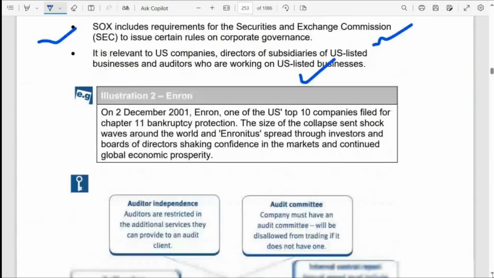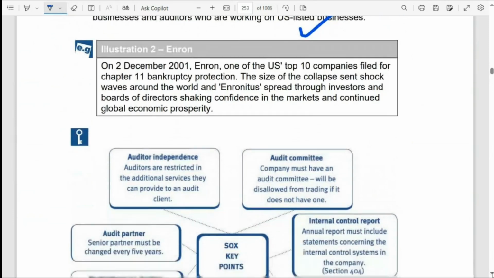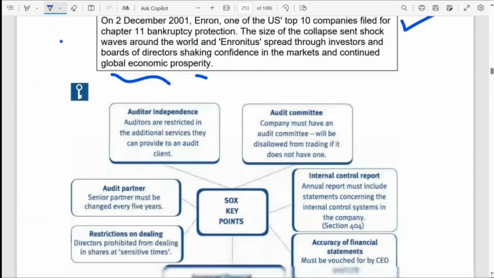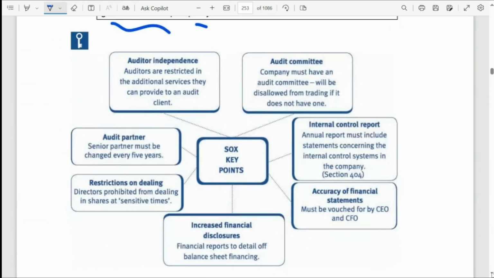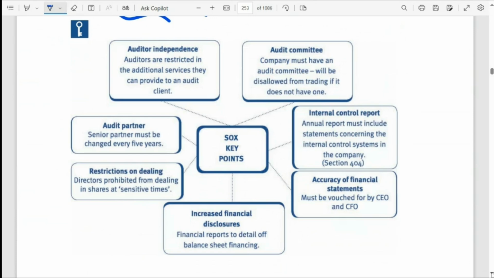The Enron matter is known to most students. Enron, one of the US top 10 companies, filed for Chapter 11 bankruptcy. The size of the collapse sent shock waves around the world. It spread through investors and boards of directors, shaking confidence in the market and continued global economic prosperity. You can Google Enron, and you will see what a big problem happened at that time.